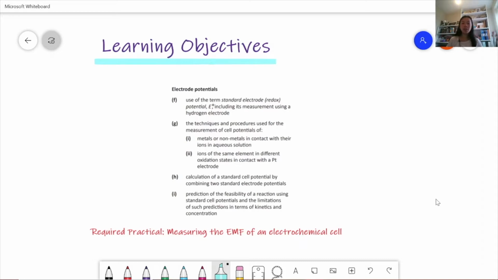And then we're going to be able to calculate a standard cell potential by combining two standard electrode potentials. And finally, we will see the prediction of the feasibility of a reaction using standard cell potentials and the limitations of such predictions in terms of kinetics and concentration. We'll also be looking at a required practical, which is measuring the EMF of an electrochemical cell.